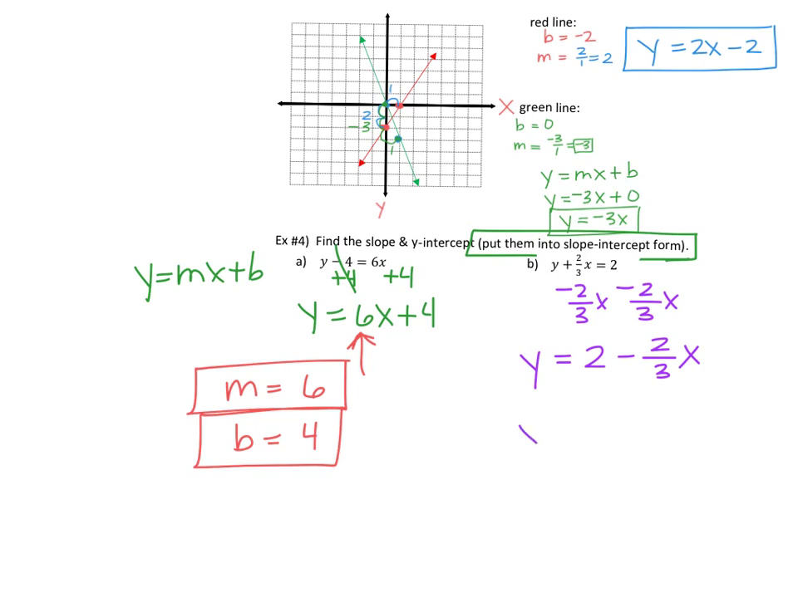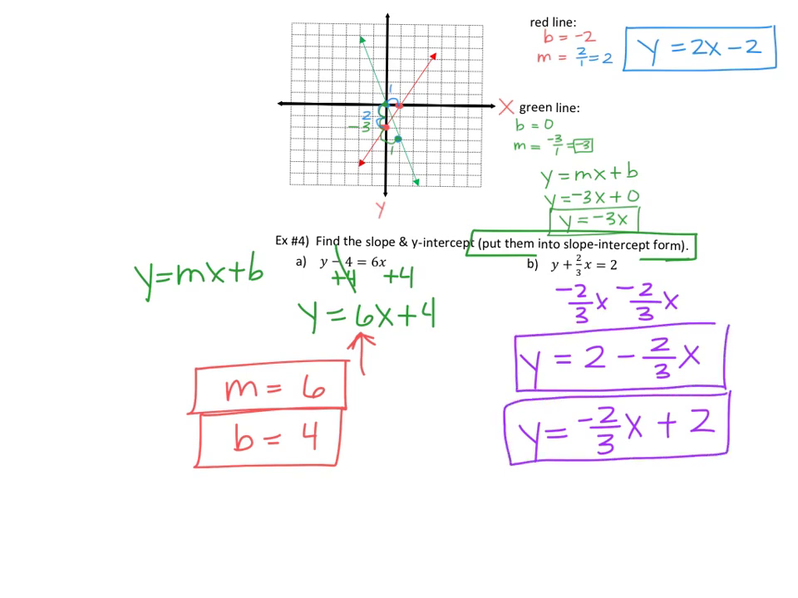What's the other way we could write it so it looks a little more slope-intercepty? Y equals 2/3 x. No, negative. There you go. The negative has to stick with the 2/3, okay? So negative 2/3 x, plus or minus? Plus 2, because it's a positive 2. Okay, so both of these would be fine.